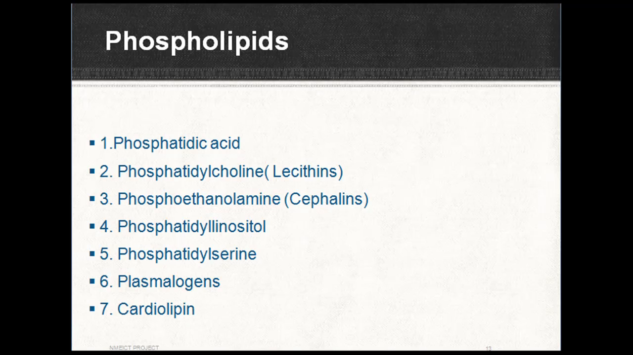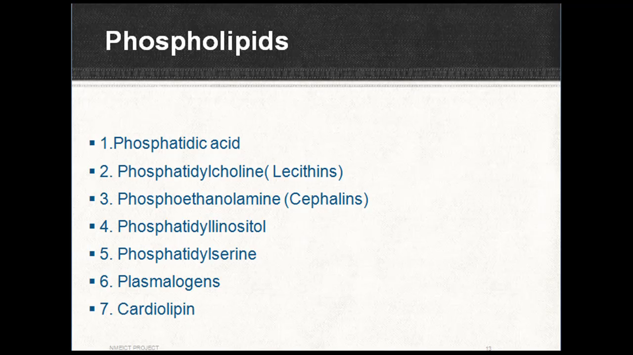Another type is phosphatidylethanolamine, also called cephalins. Ethanolamine is the nitrogenous base present in the cephalins. Another type is phosphatidylinositol. Phosphatidylinositol is formed when the stereoisomer myo-inositol is attached to the phosphatidic acid.